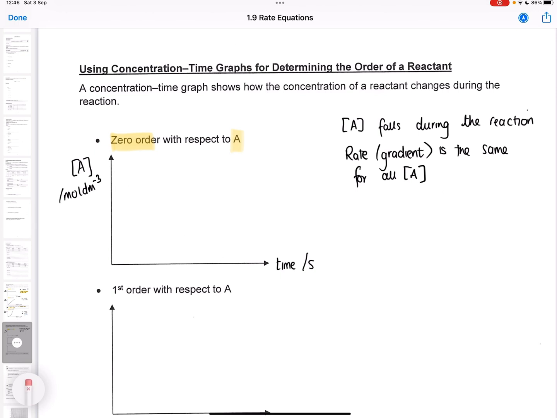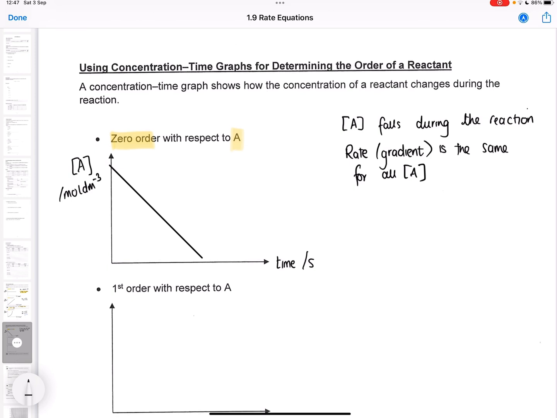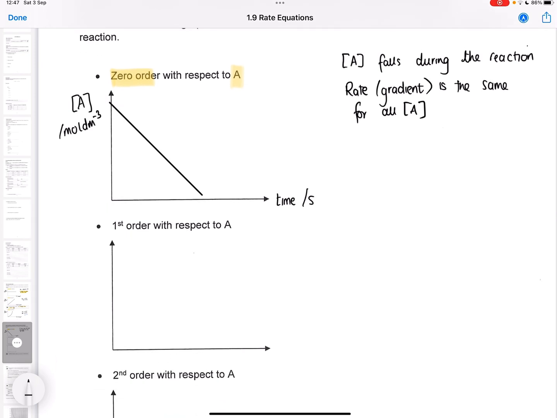I'll just do that again because my hand slipped. And so we've got a straight line down. The steepness will give you an indication of the rate of that reaction, but remember it's not dependent on A. It's the same at all concentrations.